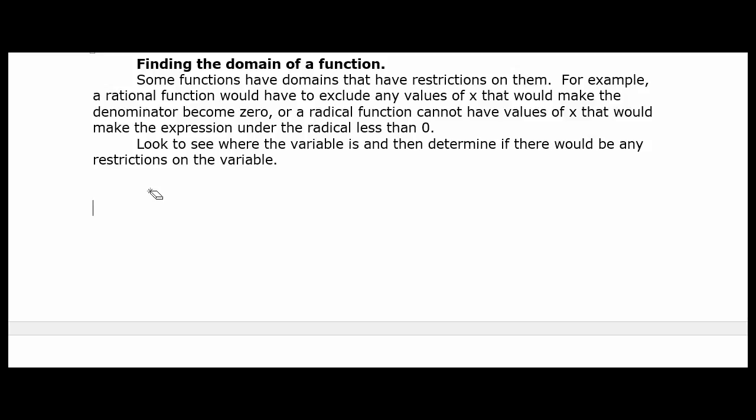Think about it as 1 over x. That would be a rational function. But we know that x can't be 0, or it would be undefined. So we have to watch out for what happens with that x.